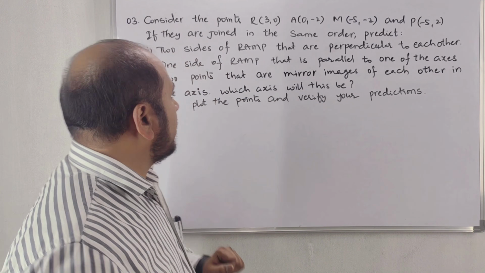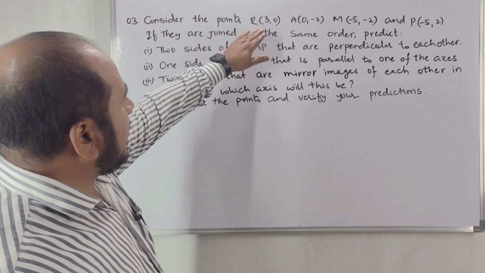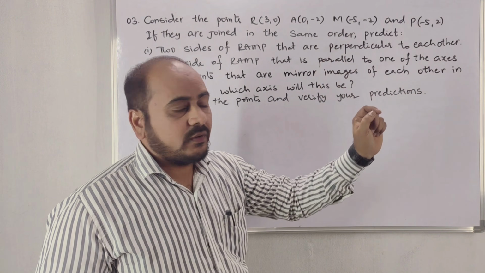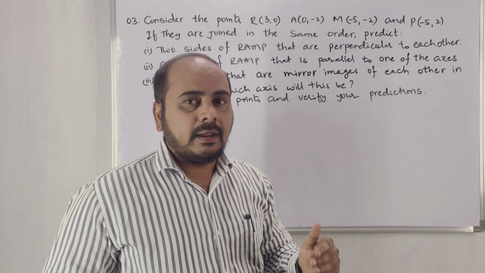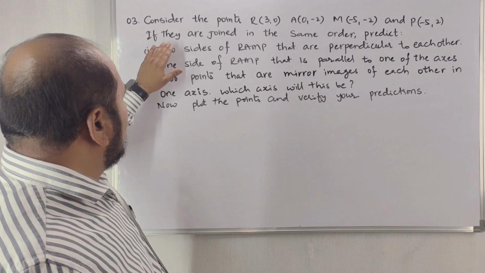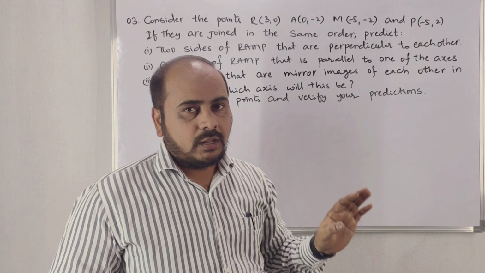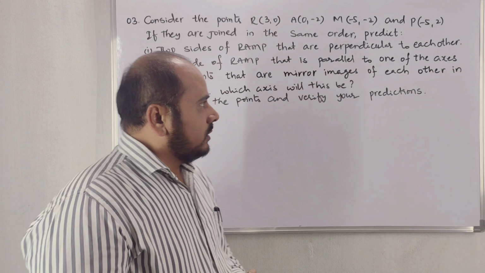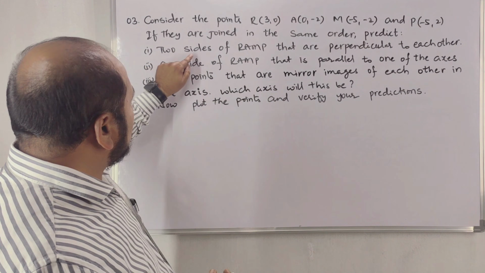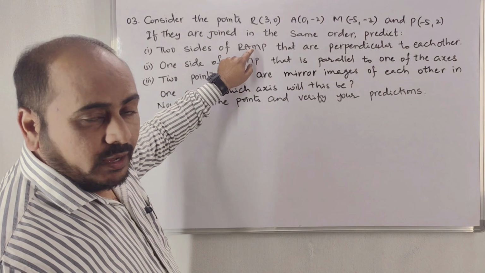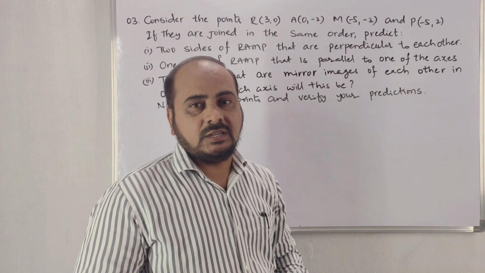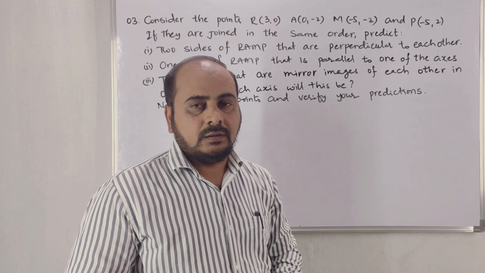Now come to the third question, my dear. Consider the points R(3, 0), A(0, -2), M(-5, -2) and P(-5, 2). If they are joined in the same order, you have to predict these points. Here the first point is: two sides of the figure RAMP that are perpendicular to each other. This we have to predict here.